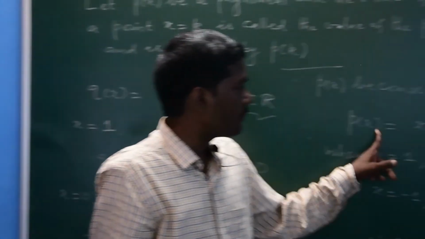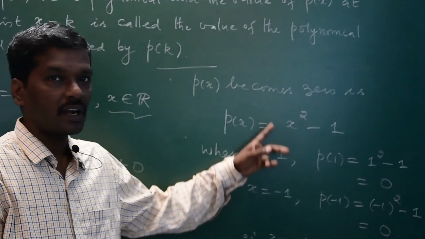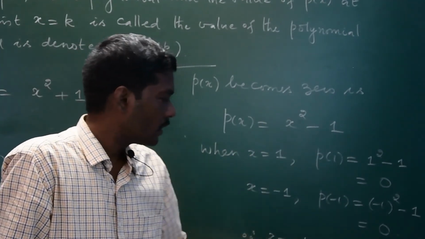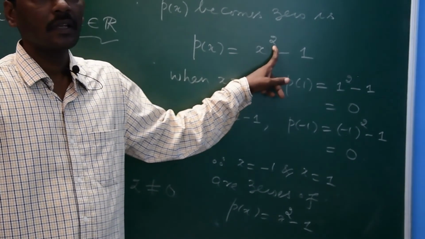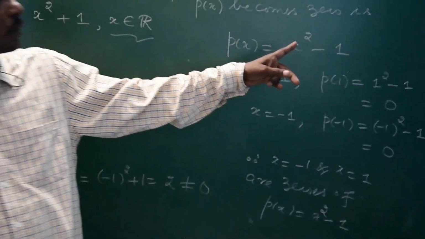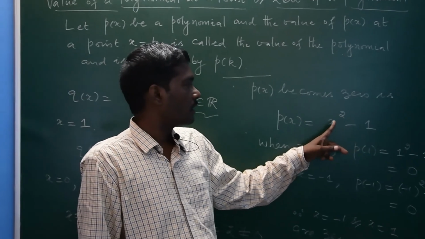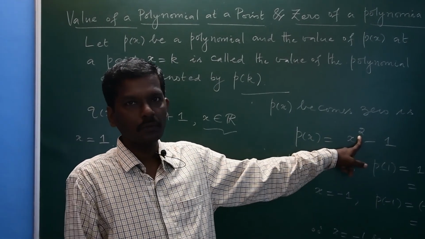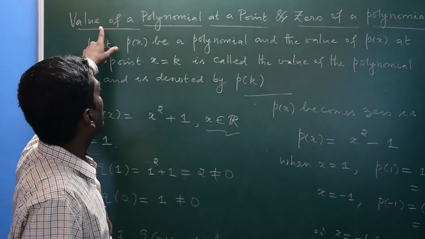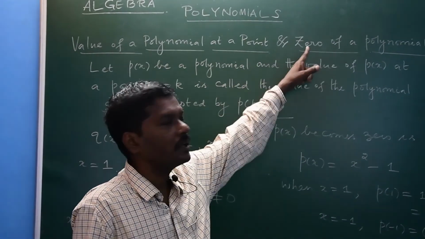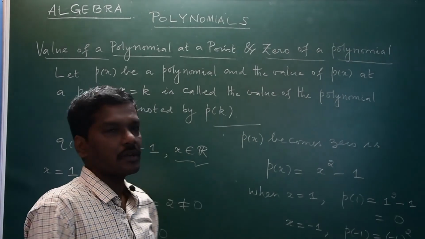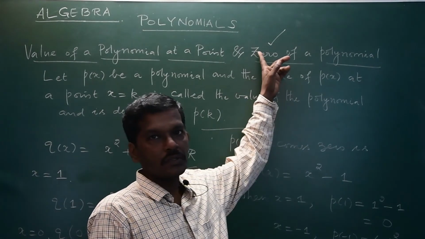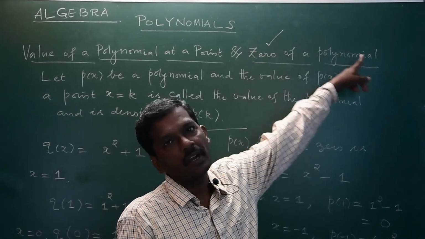Whereas the earlier polynomial has 2 zeros maximum. So degree conveys an information to us: if at all the polynomial has zeros, it cannot exceed the degree, 2. Okay? So that is the value of a polynomial at a point and the 0 of a polynomial. In the next video, we are going to see the geometrical meaning of 0 of a polynomial. Okay?